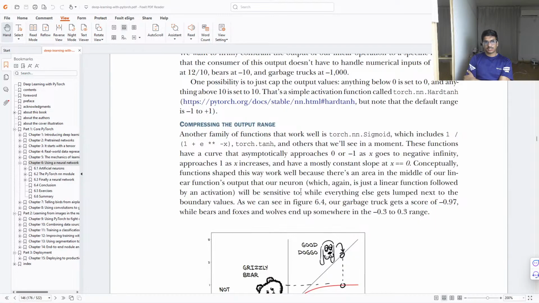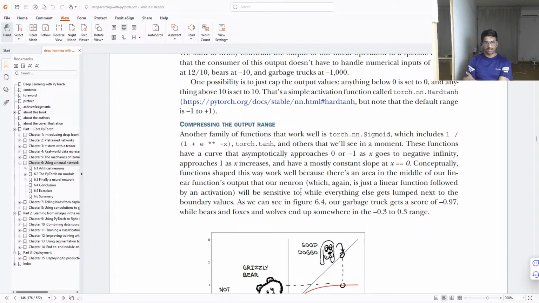Compressing the output range. Another family of functions that work well is torch.nn.Sigmoid, which is 1 over 1 plus e to the power minus x, Torch tanh and others that we will see in a moment. These functions have a curve that asymptotically approaches 0 or minus 1 as x goes to negative infinity, approaches 1 as x increases, and have a mostly constant slope at x equal to 0.